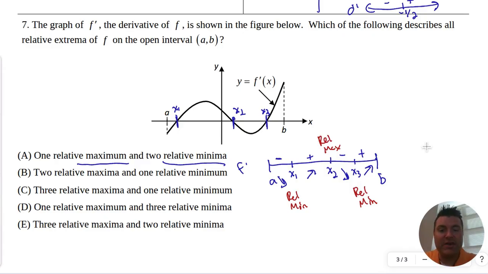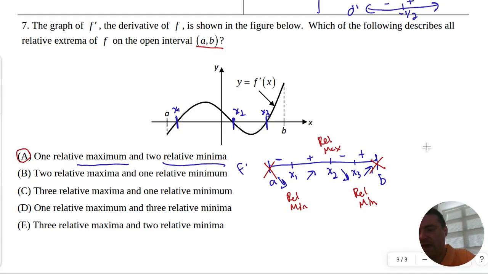And do not forget, we do not include A and B. We did in AP pre-calc because that's how they rewrote it. But for calculus, we don't even consider the endpoints, which isn't even an issue anyway because this is an open interval. So you can't have relative max on an open interval anyhow on the endpoints. So our answer here is going to be A.